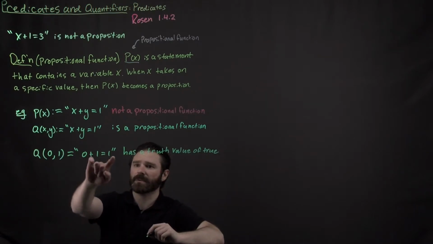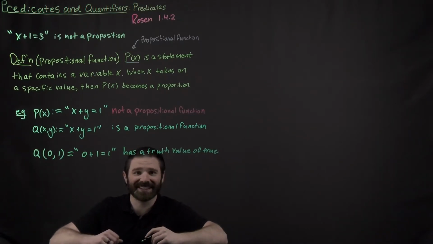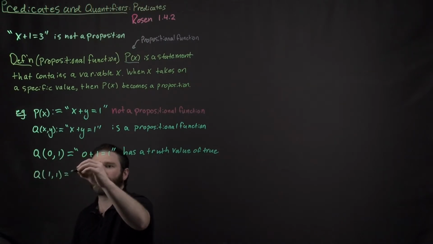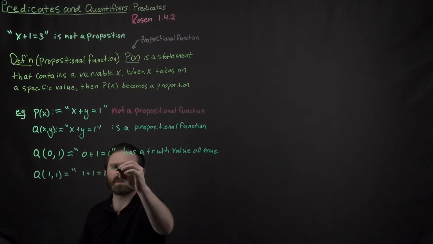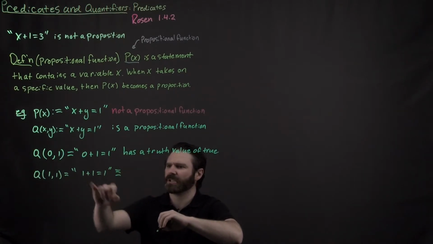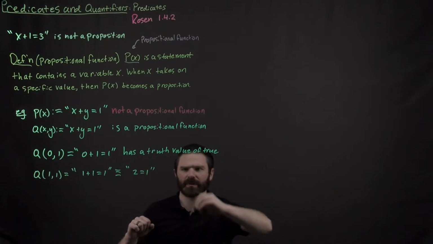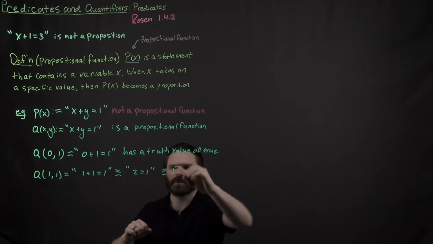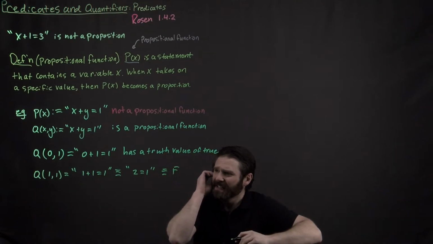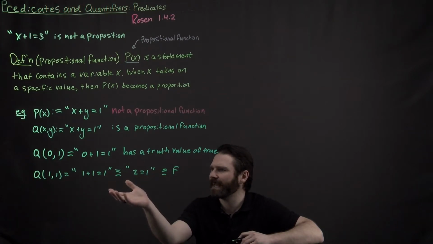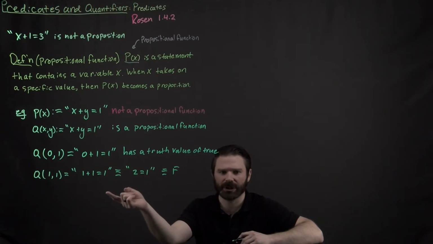Yes, indeed. 0 plus 1 equals 1. That reduces to 1 equals 1. So yes, that has a truth value of true. And you could try other things like q of 1 and 1. Well, that thing, unfortunately, is going to be logically equivalent to the claim 2 equals 1, which unfortunately has a truth value of false right there. So that immediately begs the question, well, what are the values of x and y that make this particular propositional function true?